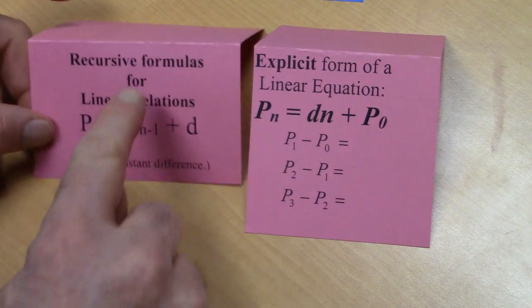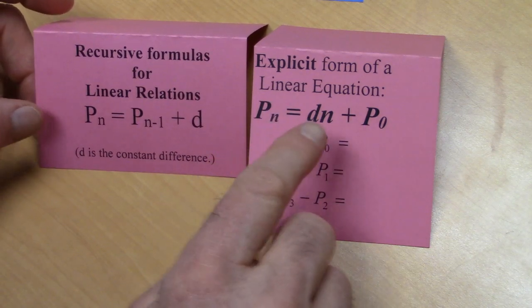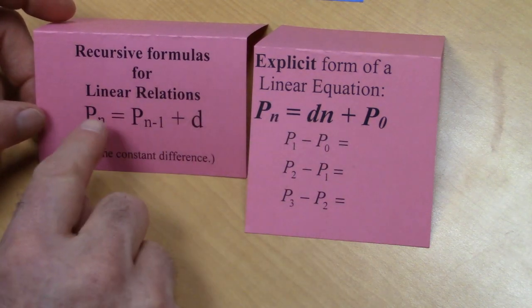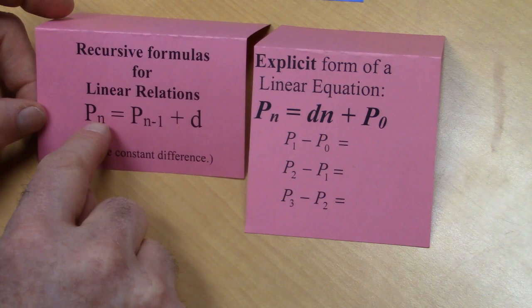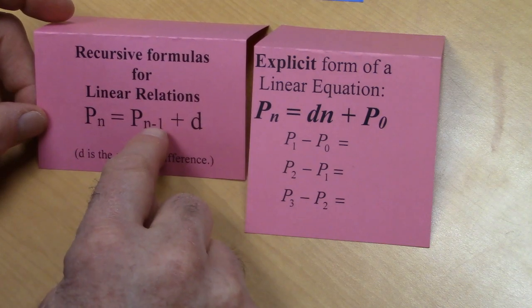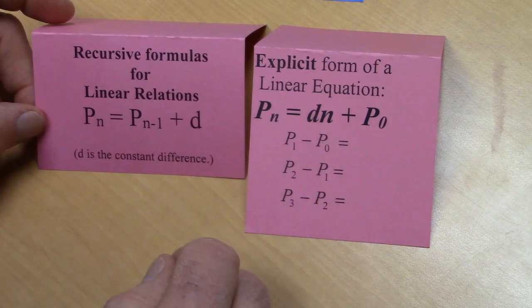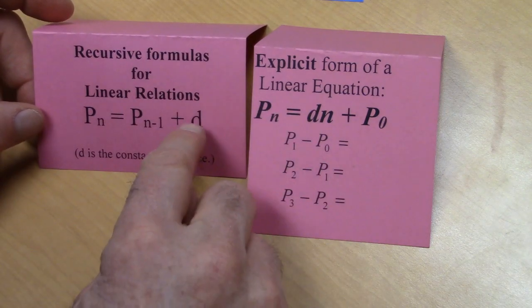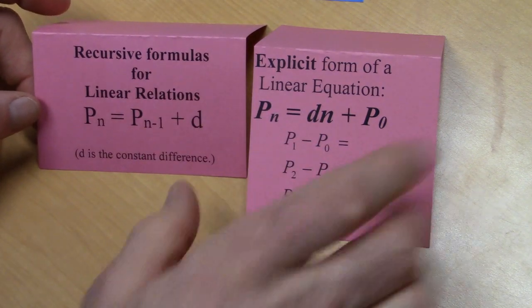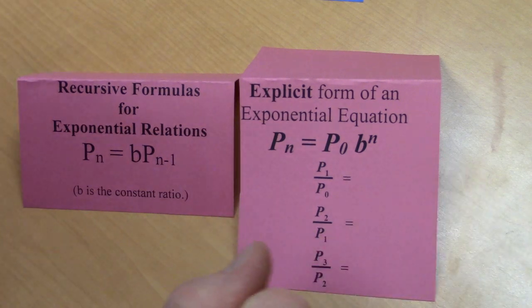You'll notice the recursive formula looks a little bit like the explicit formula. It has p sub n, that's any term in a sequence, equal to the previous term plus d. That's the same d that we were talking about in the explicit formulas for linear equations. It's that common difference.